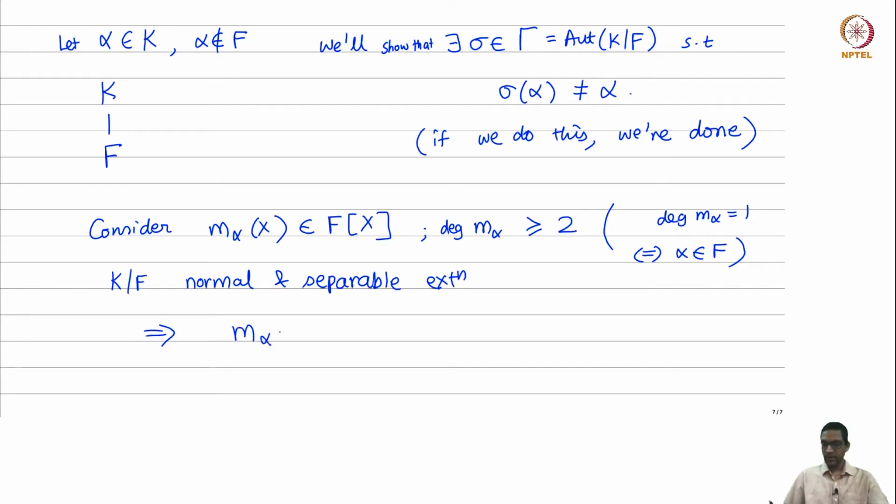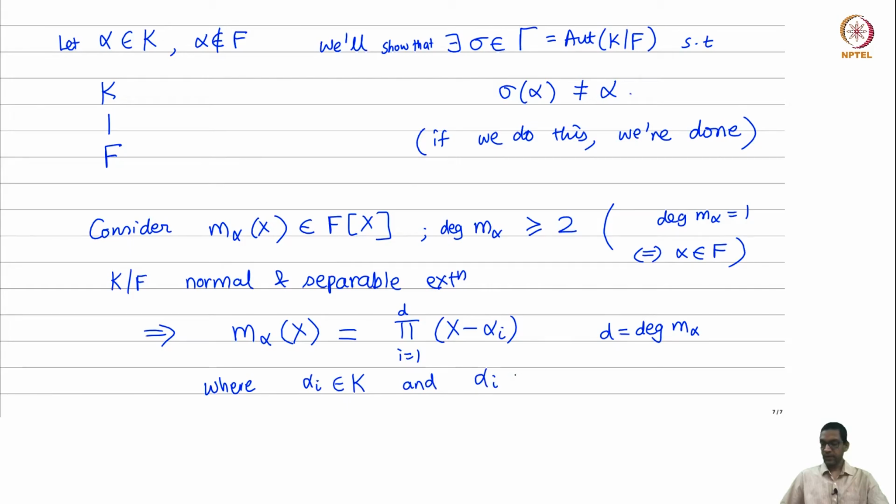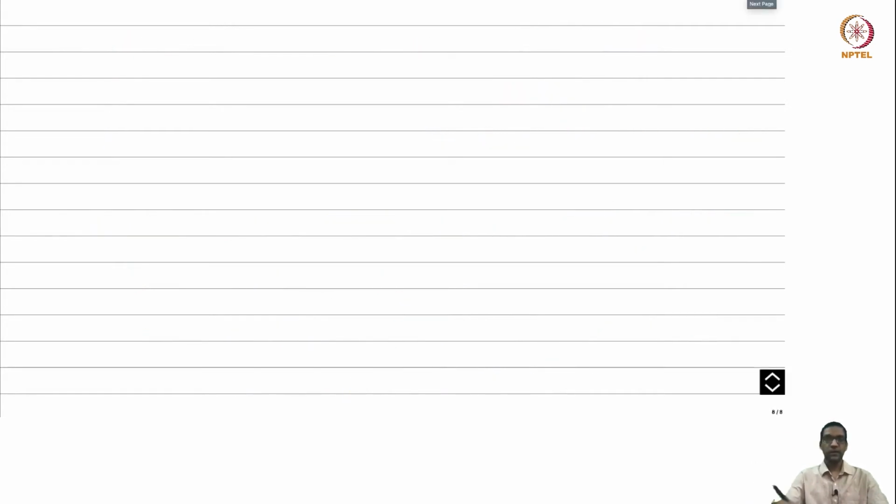It says that this polynomial m alpha of x firstly splits completely, becomes a product of x minus alpha i's, i goes from 1 to d, where d is the degree of this polynomial. So d is the degree of m alpha, where the alpha i's are distinct numbers. That's the important thing here, the separability, where alpha i's are in K and alpha i not equal to alpha j for i not equal to j. In other words, you have a split into a product of distinct factors.